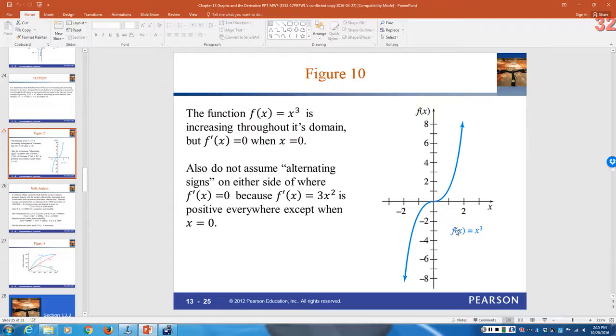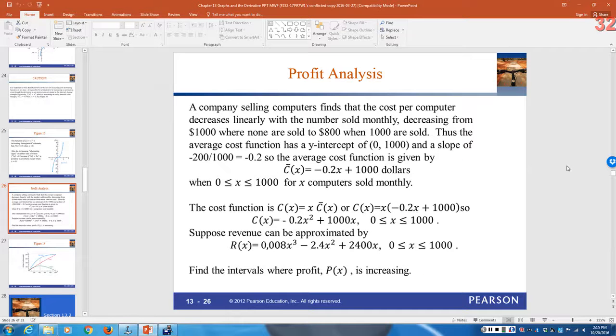Which is actually going to lead us to needing another test to find out when we have inflection points. Because just knowing where turning points are isn't enough. You have to know where inflection points are too. So we'll also have something called the second derivative test in the next section. So the last problem we're going to do is going to deal with profit analysis.